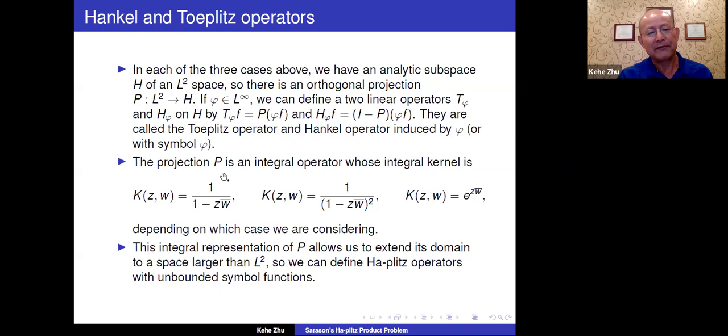One advantage of thinking about the orthogonal projection in terms of the integral representation is that it allows you to extend the domain of the projection P to a larger space. Because in the original context, P is only defined on A_α^2. But now if you use the integral representation for P, then the domain of P can be naturally extended. And after you extend the domain of P to a larger space, then you can actually define Toeplitz and Hankel operators for functions phi that are not necessarily bounded, okay?